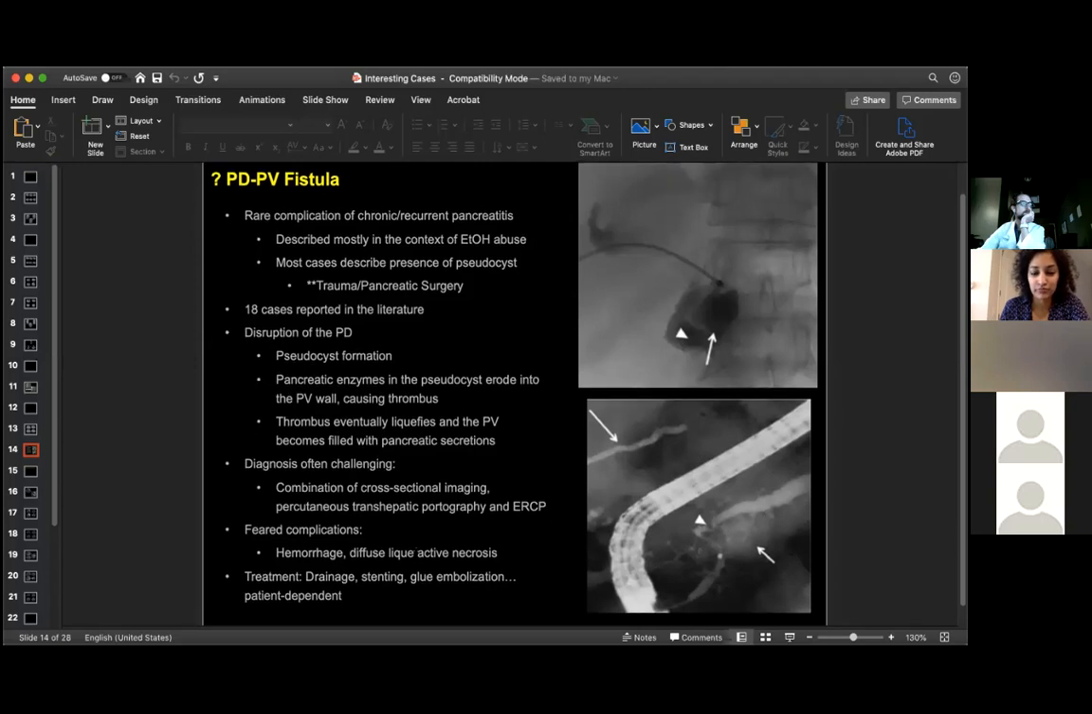So again, treatment depends on the patient, depends at what stage they present. It's typically drainage, stenting, glue embolization. So extremely rare. I know there were a lot of images. Any questions? Our guy currently has ARDS, so he didn't get ERCP yet. And as I said, we attempted the portography, but probably from long-standing obstruction, we didn't have any portal vein to cannulate. So we tried to go the other way, and we weren't able to show the communication.